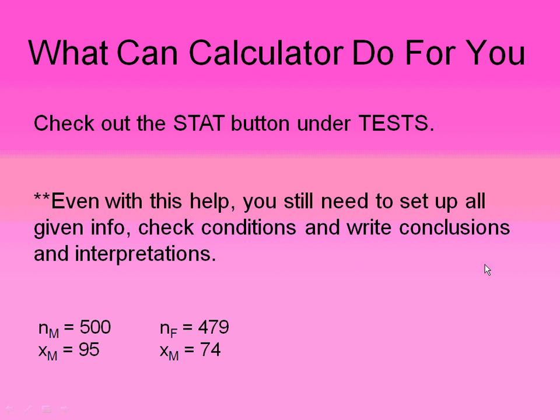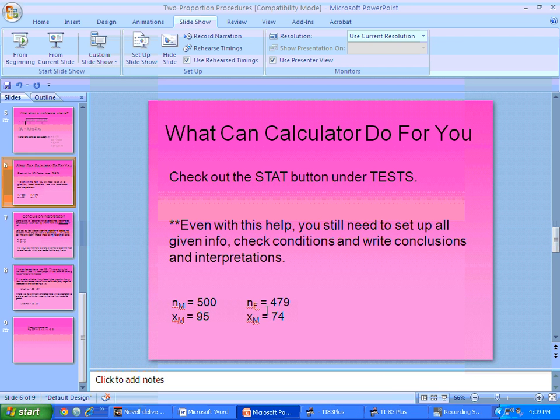What can the calculator do for you? We're going to allow it to do more for us than we have been. But even with what I'm about to show you, you still have to be able to set up all the info. That means H0 and HA. You still have to check all your conditions, write them all out. You still have to write your two-part conclusions and interpretations. But what can the calculator do for us? Let's find out here.